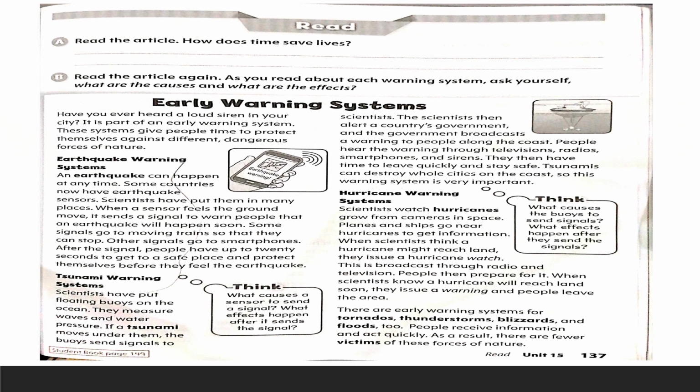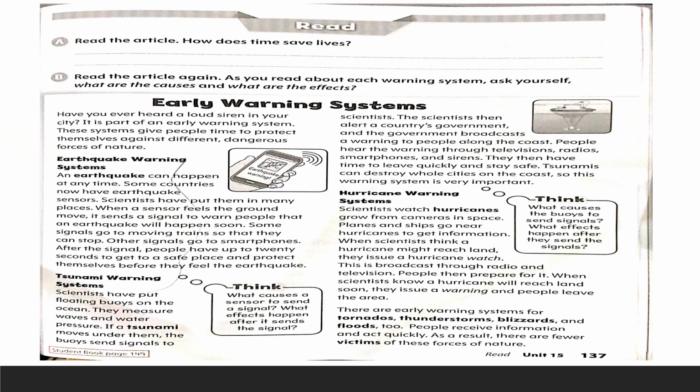The topic is early warning system. Let me read it for you. Have you ever heard a loud siren in your city? It is a part of an early warning system. These systems give people time to protect themselves against different dangerous forces of nature. So, we will learn about different warning systems that are used for different kinds of forces of nature, how they are used, and how they help people to protect themselves.